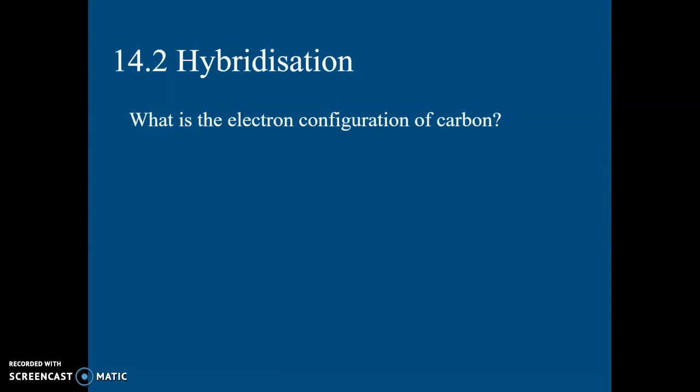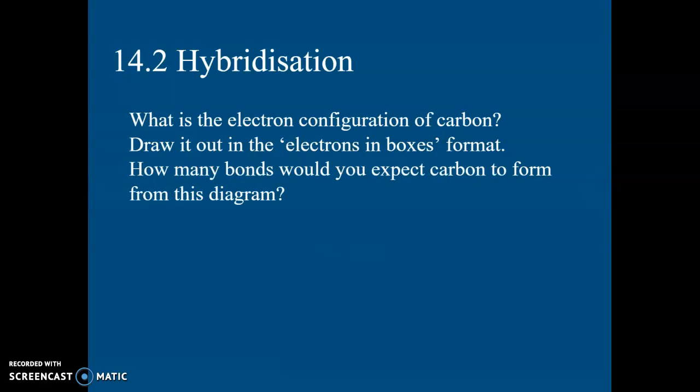Okay, what's the electron configuration of carbon? We're going to look at carbon and how it forms hybrid orbitals, and then extend that to other elements. Obviously, you can work that out yourself, and you can do that bit yourself as well very easily. So looking at that diagram, how many bonds might you expect carbon to form? Two possible answers there. It doesn't really matter which one you get.